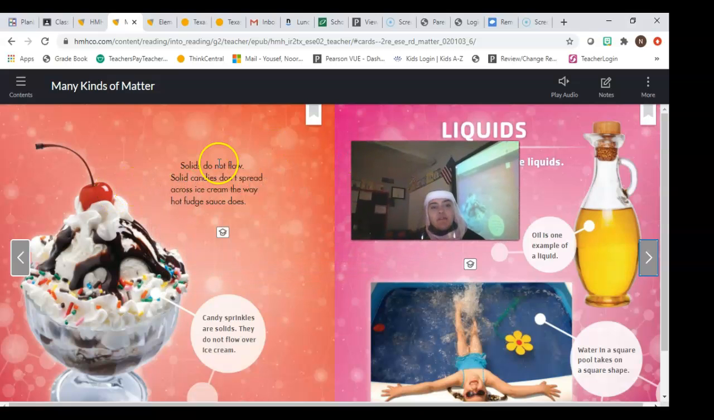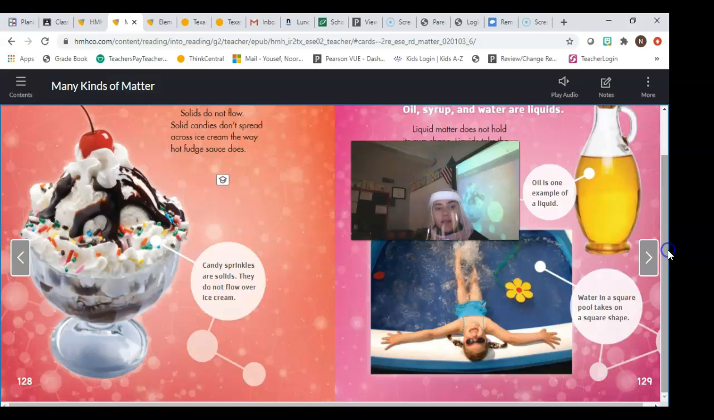Solids do not flow. Solid candies don't spread across the ice cream the way the hot fudge sauce does. Why does the hot fudge sauce spread across the ice cream? What is the hot fudge sauce, Leia? It's a liquid. Candy sprinkles are solids. They do not flow over the ice cream. They just kind of sit around it. Those are solids. Very good.